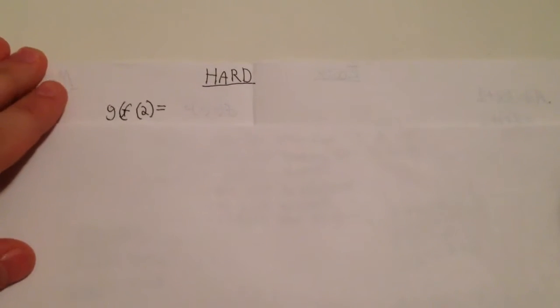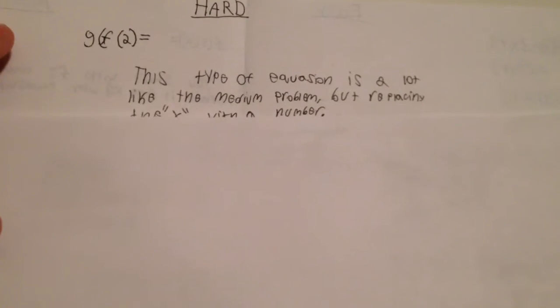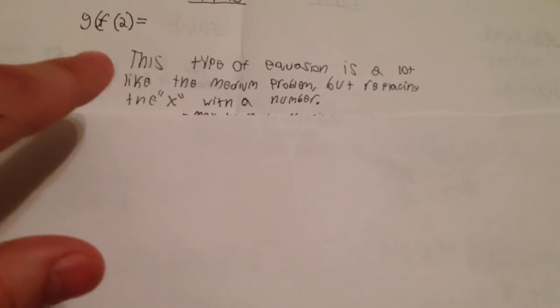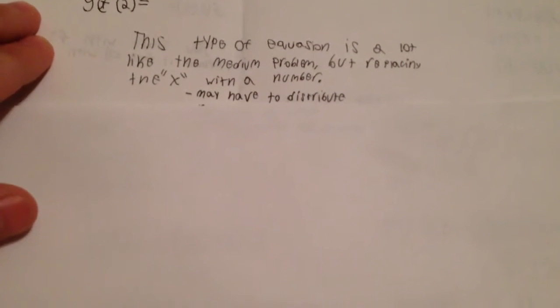Okay, so now we are moving on to the hard equation. And the hard equation is going to look like this. It's going to look like g of f of 2. And I use 2 as an example. It's going to be g of f of a number. And this type of equation is a lot like the medium problem, but replacing the x with a number. So instead of g of f of x, you're going to have g of f of a number, any sort of number.